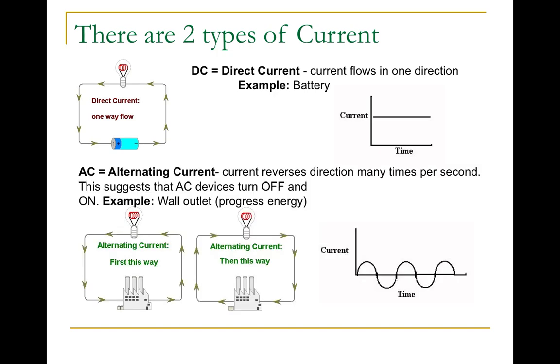So we talked about two types of current, AC versus DC, right, or alternating current versus direct current. So again, this is something we talked about. Most of the things that we discuss will be direct current examples.